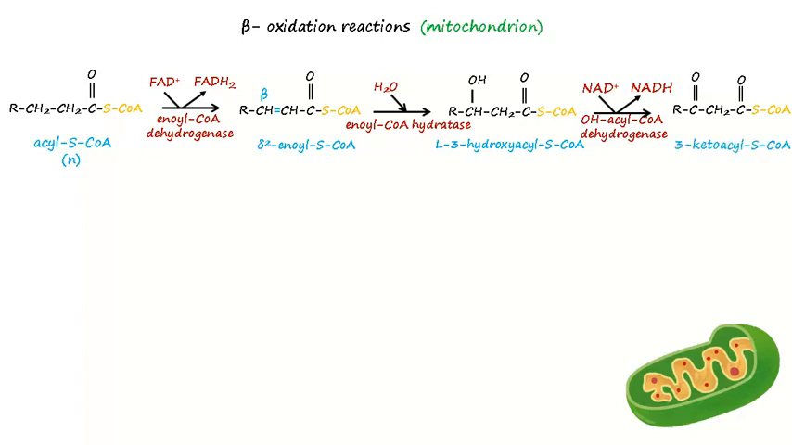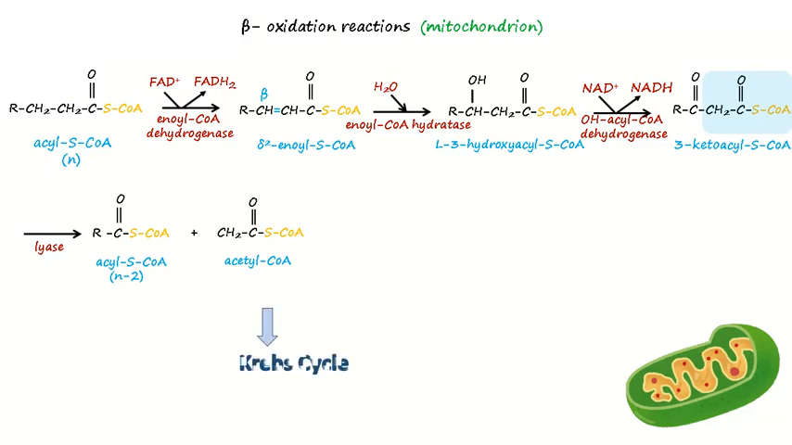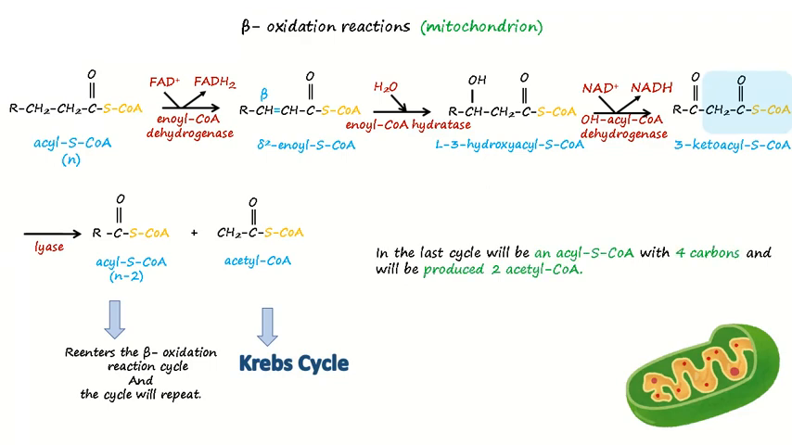The last reaction will be initiated by the lyase enzyme. Lyase will divide the ketoacyl-CoA into acyl-CoA, which now has 2 carbons less, and an acetyl-CoA. The first cycle of beta oxidation has finished now. Acetyl-CoA will enter the Krebs cycle for energy gain, while the new acyl-CoA will re-enter the beta oxidation cycle. And the cycle will repeat. In the last cycle there will be an acyl-CoA with 4 carbons and 2 acetyl-CoA will be produced.